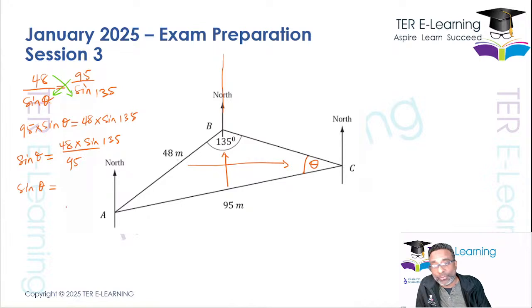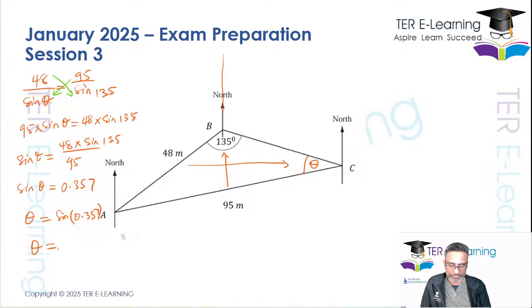So sine theta is equal to, I'm getting 0.357. Therefore theta is equal to arc sine 0.357, and this here is going to be 20.9 degrees.